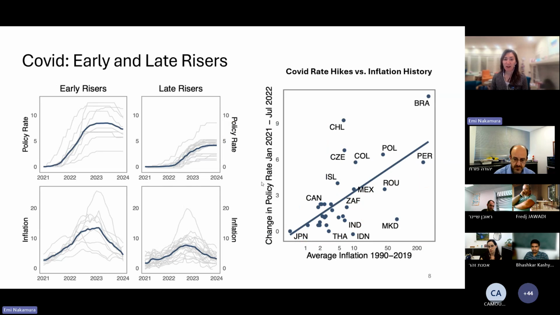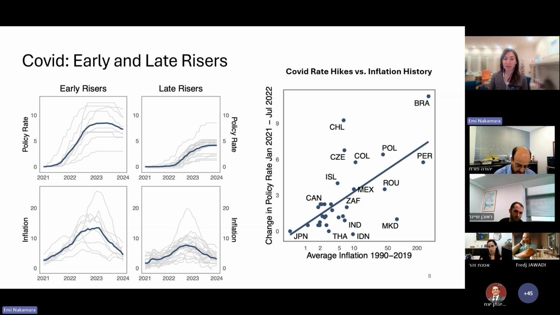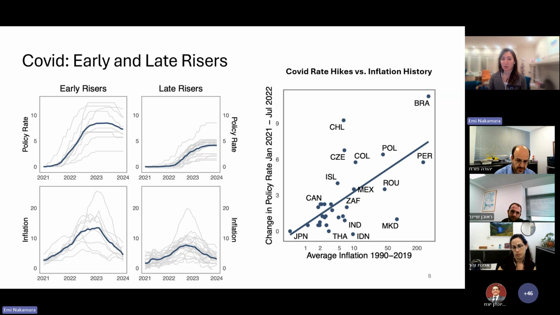And in our paper, we divide the COVID inflation surge period into two halves. You can think about the early period, 2021 and the first half of 2022, versus the later period, the second half of 2022 and 2023. And we contrast countries that we refer to as early risers, which raised rates more in the first half of this subsample, so 2021 and the first half of 2022, versus countries that we refer to as late risers, who raised their policy rates more in the second half of 2022 and 2023.